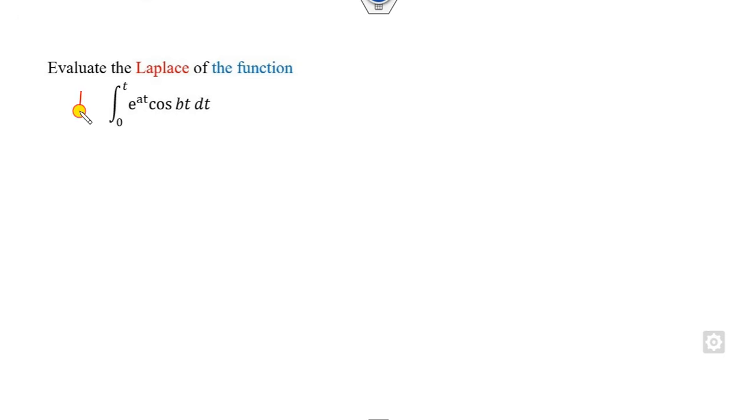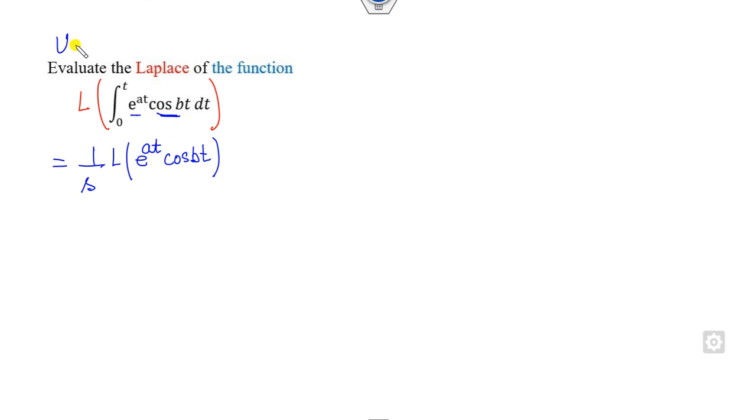Look at this another one. You have to find the Laplace of this value. Laplace of the integration is again 1 over s. Laplace of e raised to power at cos of bt. Also, if you want to integrate by parts, then you can do it.